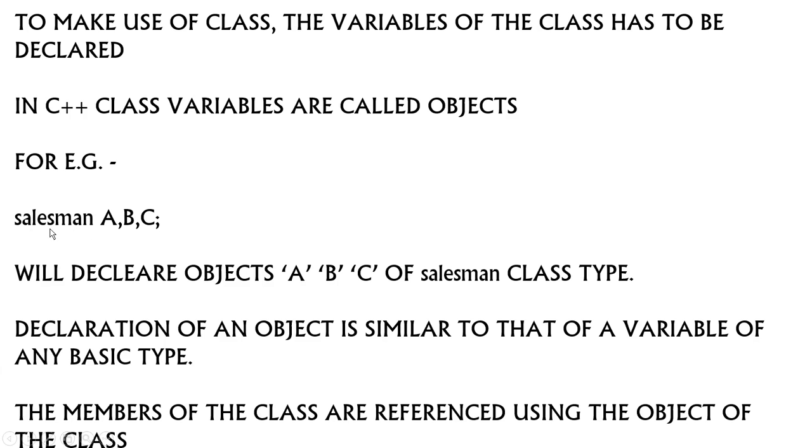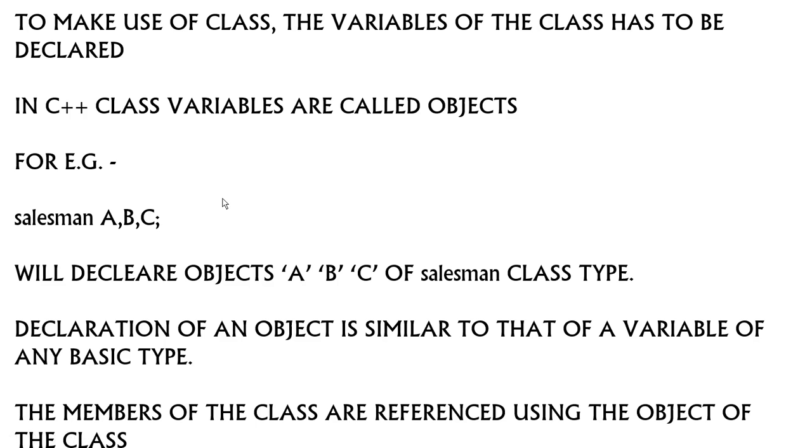So we will write the name of the class. This is the name of the class salesman, and these are the names of the objects. So we have declared objects Cbse of salesman class type. Okay, now declaration of an object is similar to that of a variable declaration. In the case of integer we write int, in the case of float we write float, in the case of character we write char. While creating objects of a class we write the name of the class. So to create a variable, just write the name of the class and then write the object name. That is a variable name.